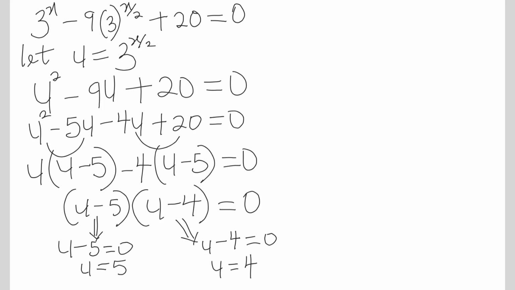Since we already know that u has an initial value, and the value is u equal to 3 raised to the power of x over 2, we are going to be replacing that now. So let's quickly get the two values. We have u equal to 5 and u equal to 4.